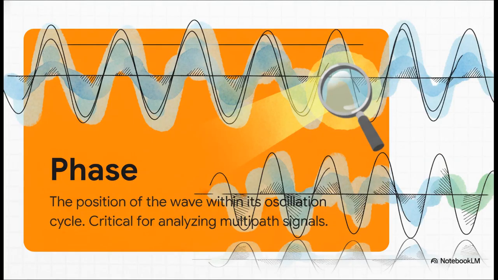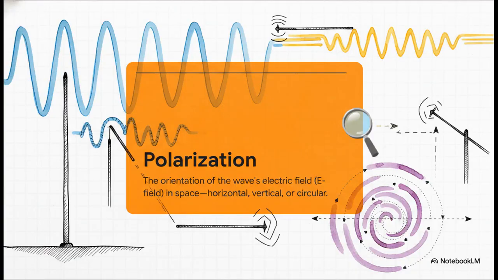Now, phase might seem a little abstract, but believe me, it becomes incredibly important in the real world. Why? Because you almost never get just one clean signal. You get reflections bouncing off of everything, and the phase relationship between all those signals is what determines if they add up and make your signal stronger, or cancel each other out and kill it. And finally, we have polarization. This is just the orientation of the electric field. Is it wiggling up and down, side to side, or spinning? Whatever it is, if you want to get the best possible signal, your receiving antenna has to be polarized to match it. It's as simple as that.